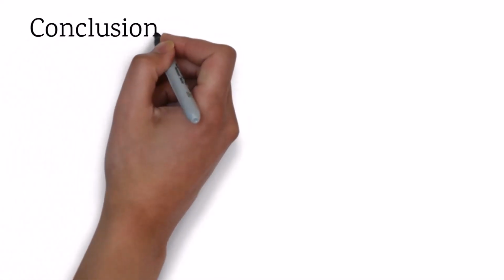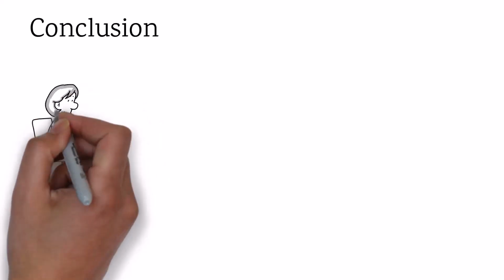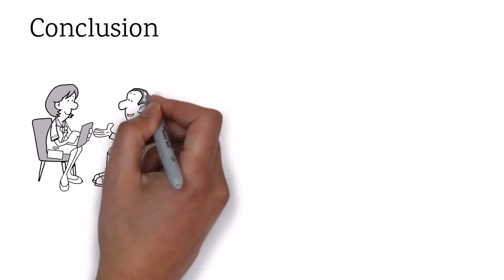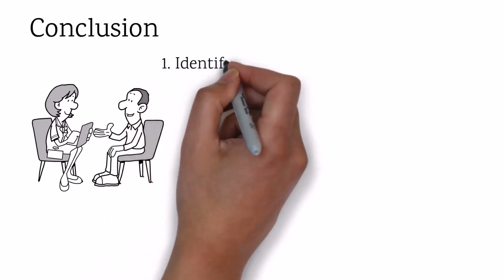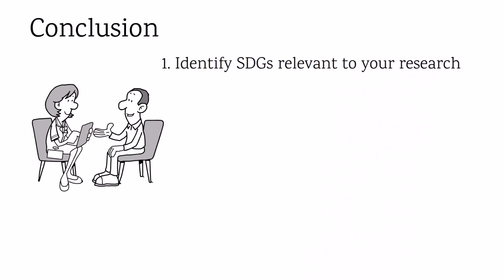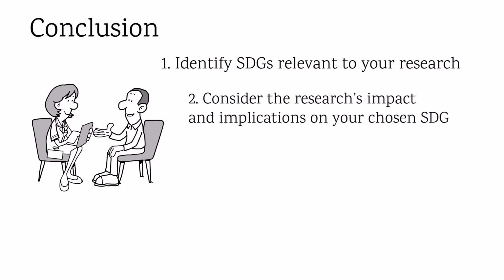So let's conclude. Linking SDGs to your business research can be of value both for yourself and for the reader, as it can explain the wider implications and impact of your research. In this video, I've proposed 5 steps to try and link business research to SDGs. The first step is to identify the relevant SDG or SDGs for your research. The second step is to consider the research's impact and implications on your chosen SDG.